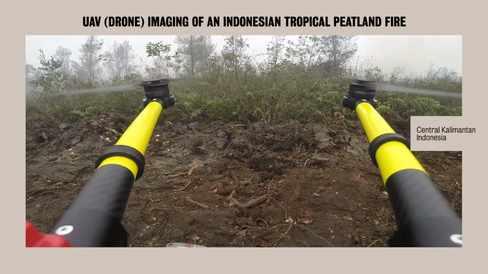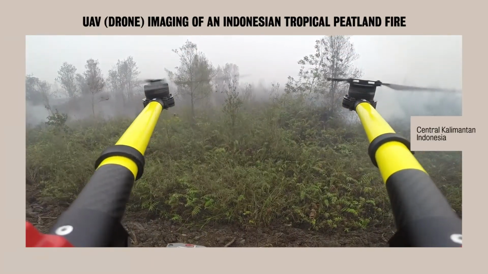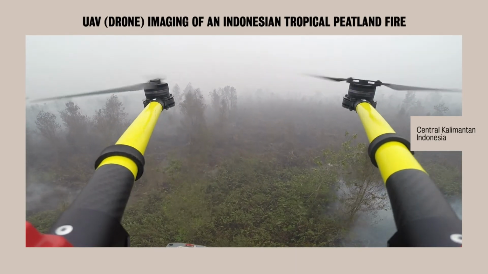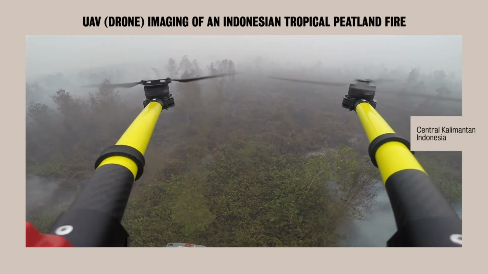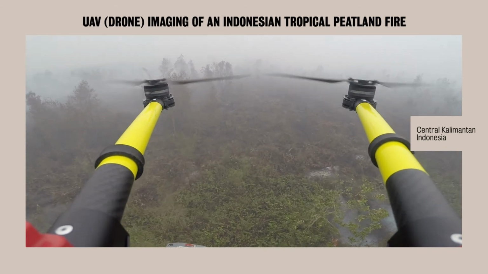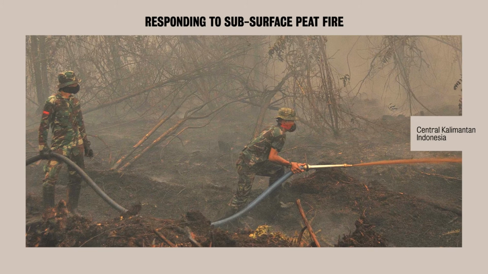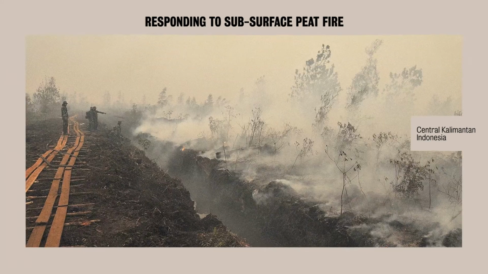So the types of underground peat fires you find in Indonesia, for example, are both extremely problematic for air quality because they burn in a way that really maximises the production of particulate-laden smoke, and also they're quite difficult to tackle because most of the combustion is actually occurring below the surface.